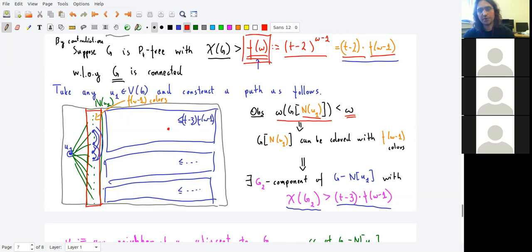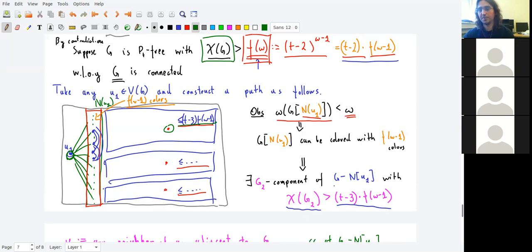then I could color my whole graph with this many colors. How? Each of those connected components, I color with this many colors. I reuse the colors here. I just take a palette of this many colors and I use this palette to color each of those connected components separately. Then I use f of omega minus 1 other colors to color the neighborhood. This is a separate palette of f of omega minus 1 colors. And then I just need to color U1, so I can reuse any of the colors from here to color U1, and U1 is non-adjacent to those, so it's safe to reuse. So if the chi was smaller than this in each of those connected components, then the whole graph G would have chi upper bounded by f of omega.